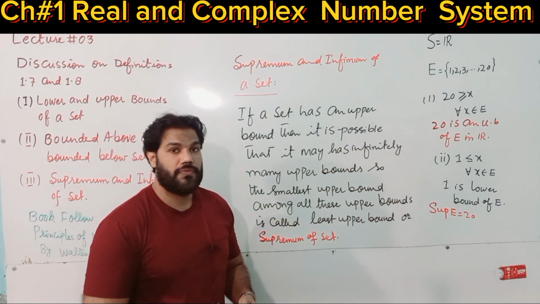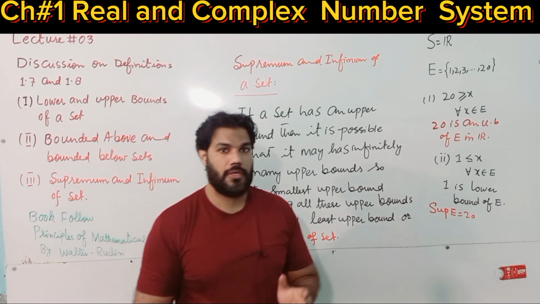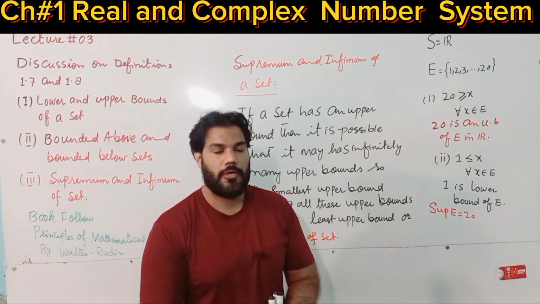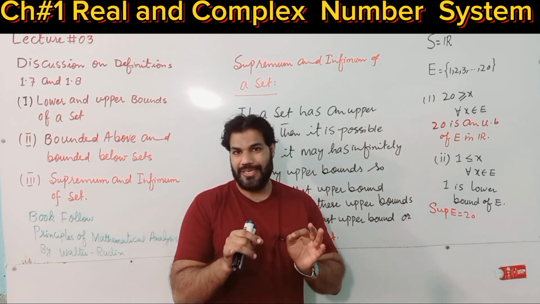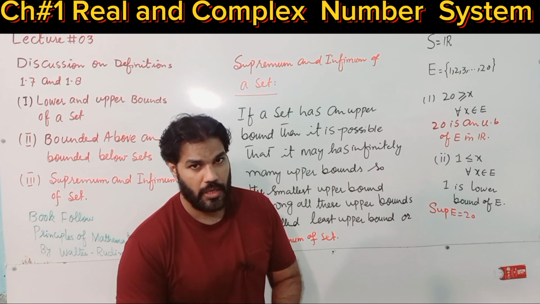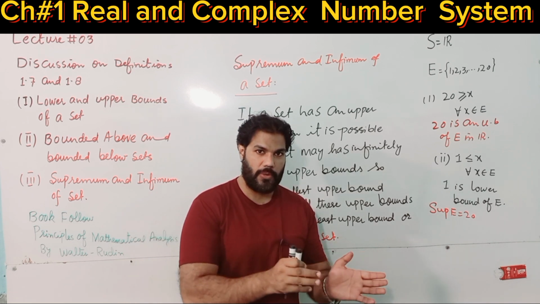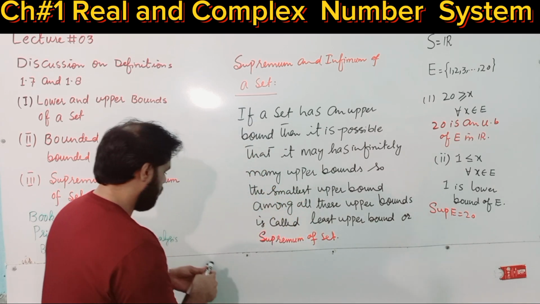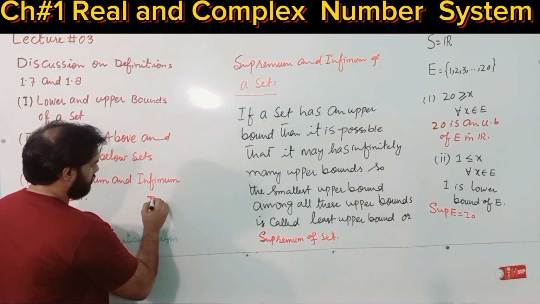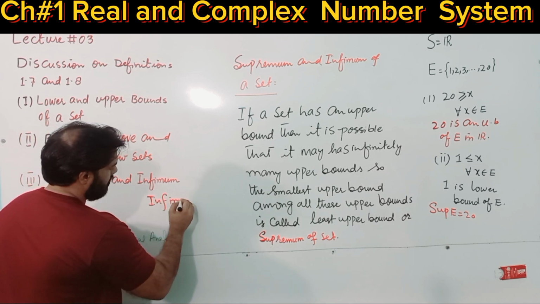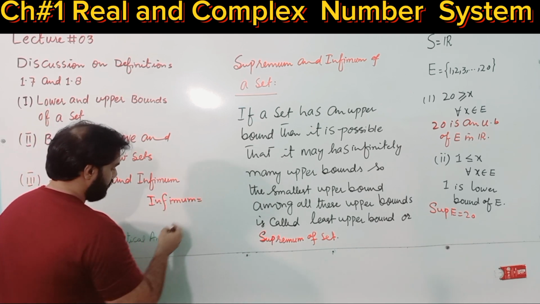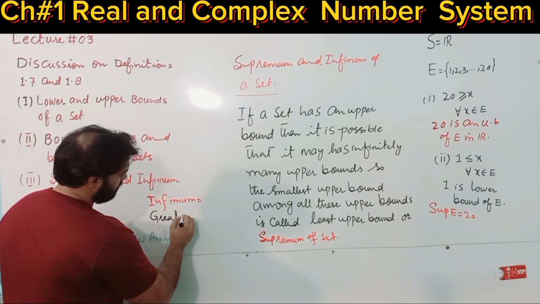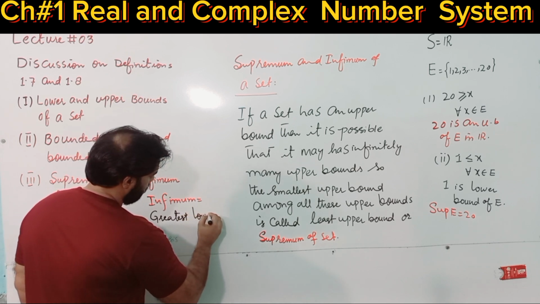Similarly, we can define the infimum of a set. If a set has a lower bound, then it is possible that it may have infinitely many lower bounds. So the greatest one among all those lower bounds is called the infimum. So the infimum of a set is the greatest lower bound.